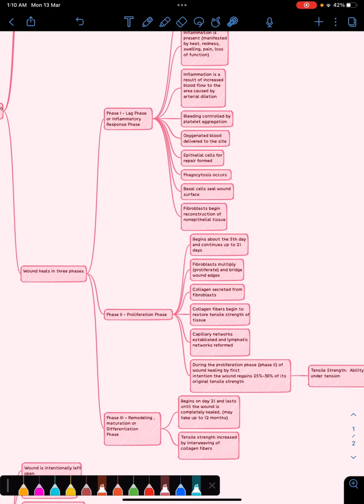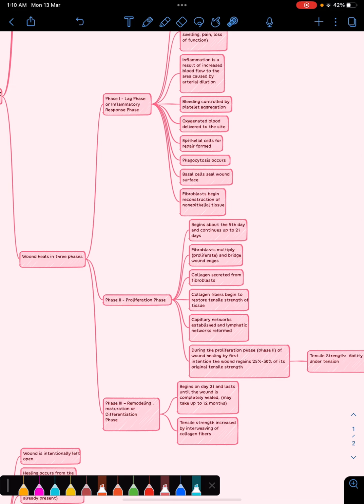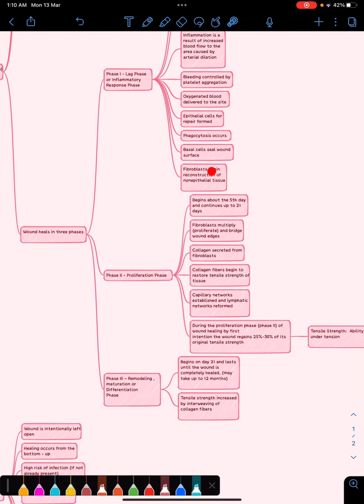Oxygenated blood is delivered to the site, and epithelial cells for repair are formed. Phagocytosis occurs, and basal cells seal the wound surface. Fibroblasts begin, and not just peak. There's a difference, because once it peaks, that indicates we're in the proliferating phase. But once it begins, that indicates we're in the inflammatory phase. So fibroblasts begin reconstruction of non-epithelial tissue.